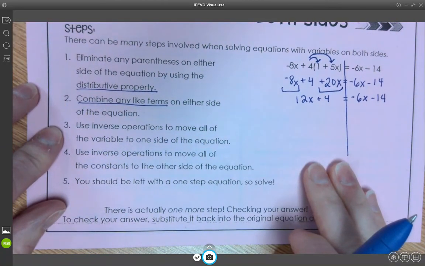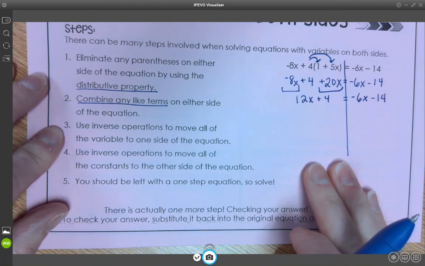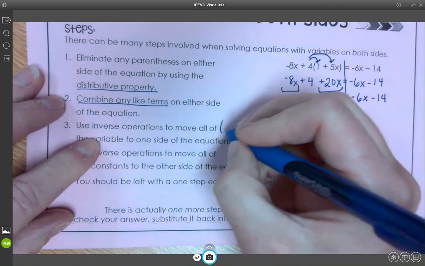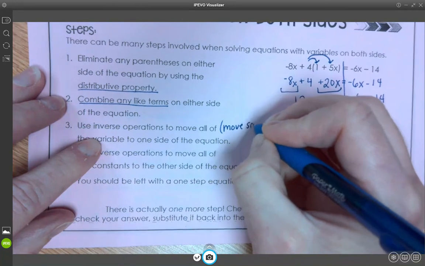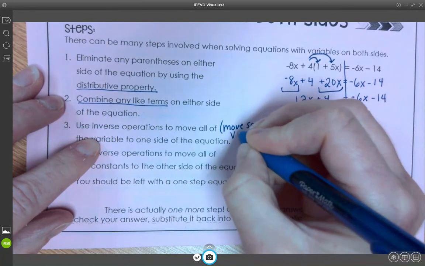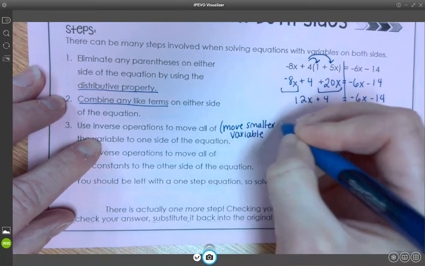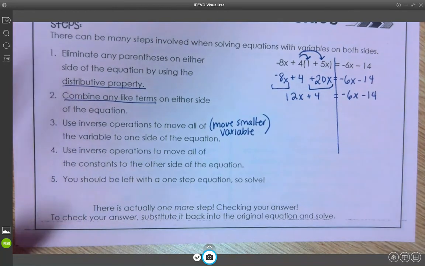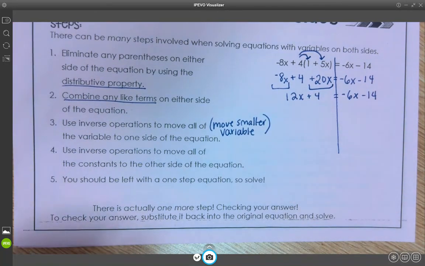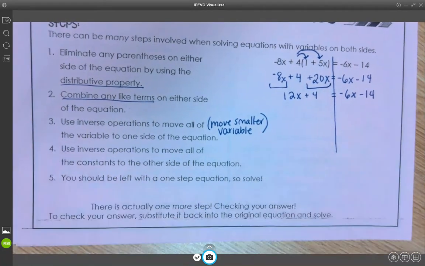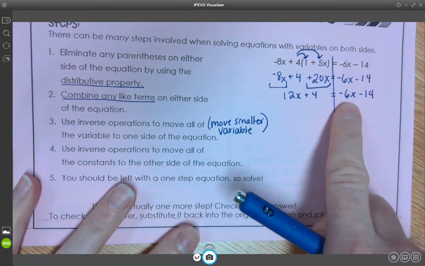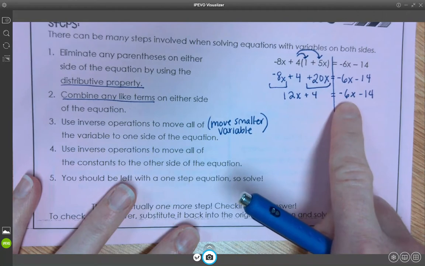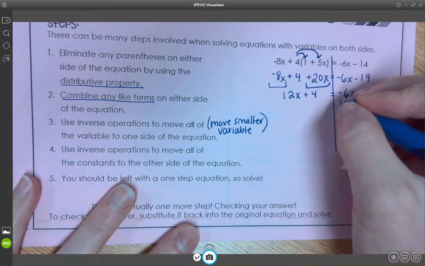Step 3, use inverse operations to move all the variable to one side of the equation. Usually what I want to do is move the smaller variable. And that helps with trying to get your variable to be positive if you move the smaller variable to the other side. So if we look at our two sides, the negative 6x is the smaller variable. That's the one I want to move. So I'm going to add 6x to both sides.